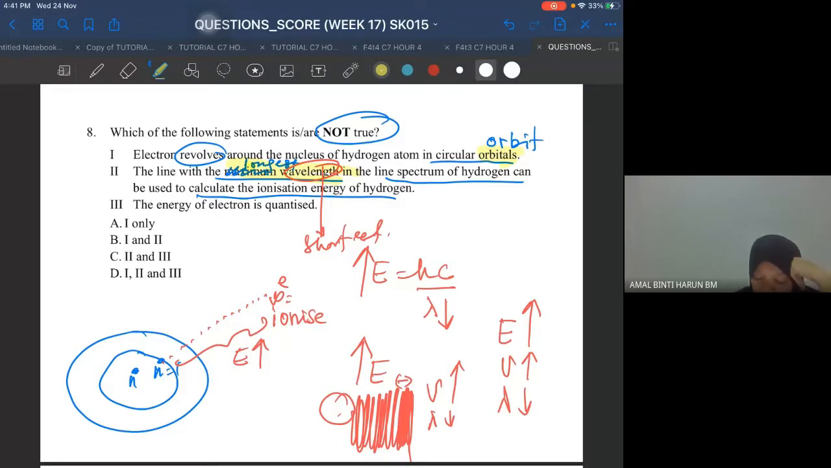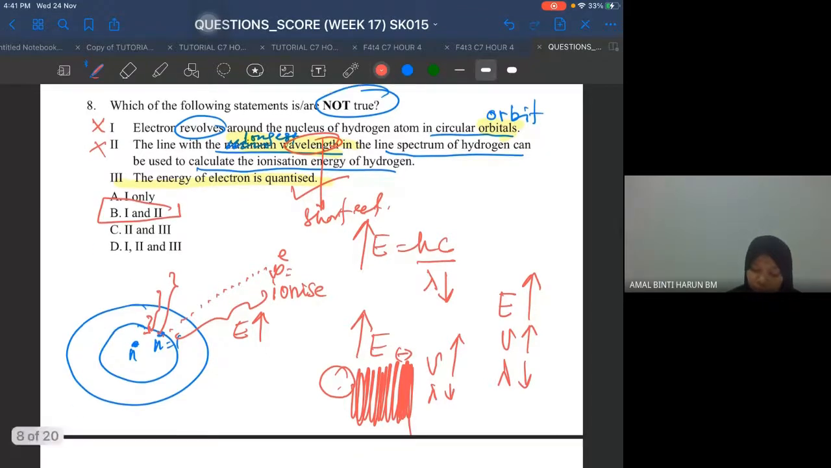Dan last kali energy of the electron is quantized. That one is clearly betul. Maksudnya apa? Setiap transition tu, energy tu adalah specific. Specific to their wavelength, specific to their energy and frequency. So itu adalah memang dalam Bohr atomic theory. So yang salah ini. So the answer is this one. Yang not true.